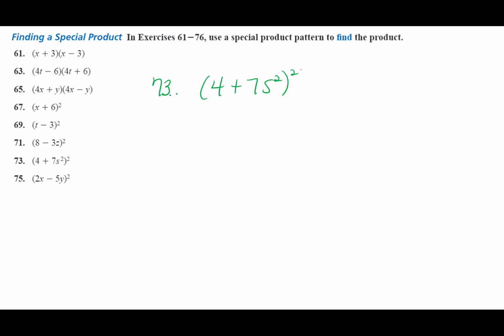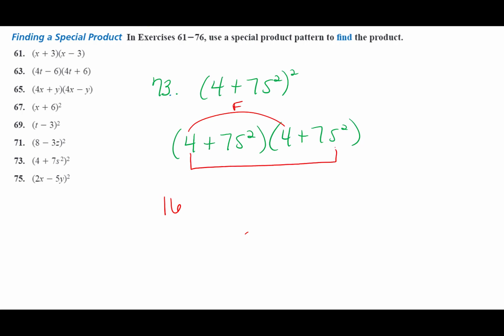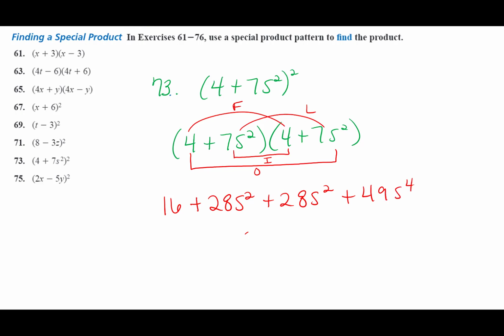4 plus 7s squared, quantity squared. Write that out twice. And now we'll use the FOIL method. 4 times 4 is 16. 4 times 7s squared is a positive 28s squared. Right here on the inner terms, 7s squared times 4 is another 28s squared. And then our last terms are 7s squared times 7s squared, which is 49s to the fourth.